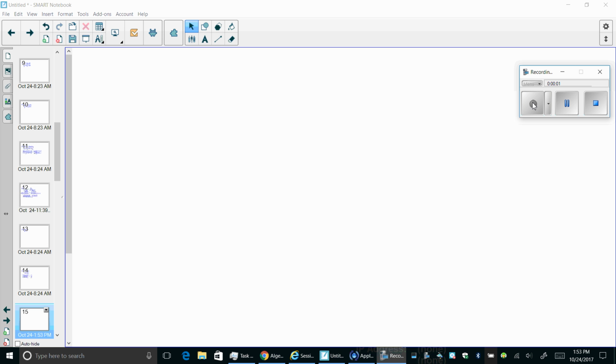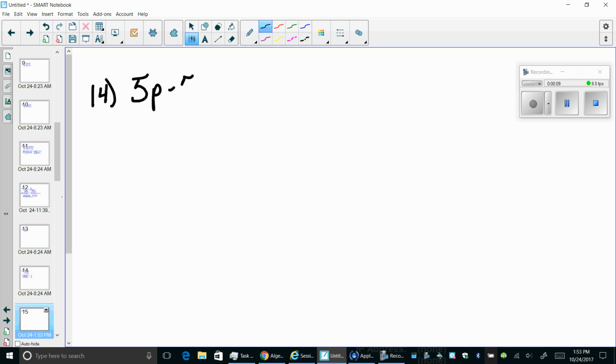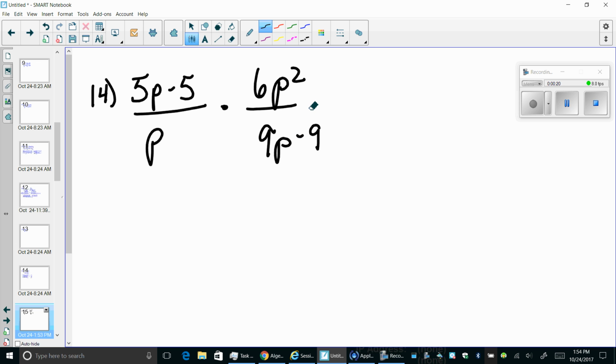Okay, I'm picking up with number 14. Number 14 is a multiplying problem. So you've got (5p minus 5) over p times 6p squared over (9p minus 9). You do want to make sure when you're multiplying, go ahead and factor before you multiply. If you're adding and subtracting, you want to add or subtract before you factor.